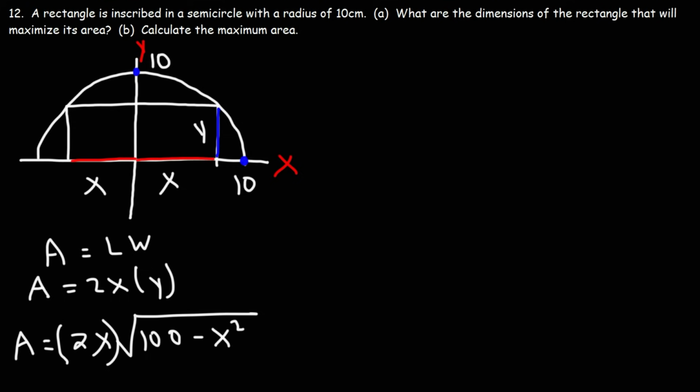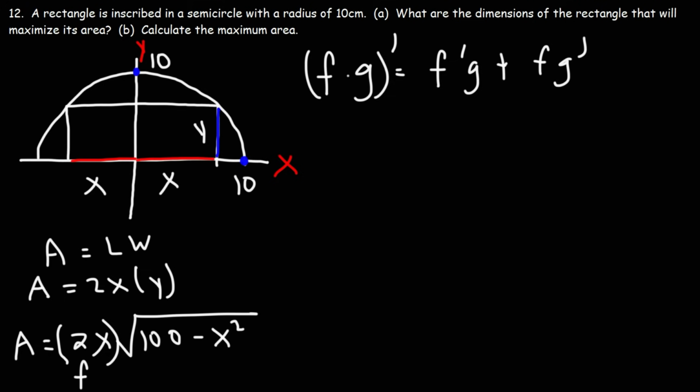Now, we need to use the product rule since we basically have two things multiplied to each other. And if you recall, the derivative of f times g is f prime g plus f times g prime. So think of the 2x as f and the square root of 100 minus x squared as g. So let's go ahead and find the first derivative of the area function. So the derivative of 2x is simply 2, that's f prime. We're going to keep g the same, so that's the square root of 100 minus x squared.